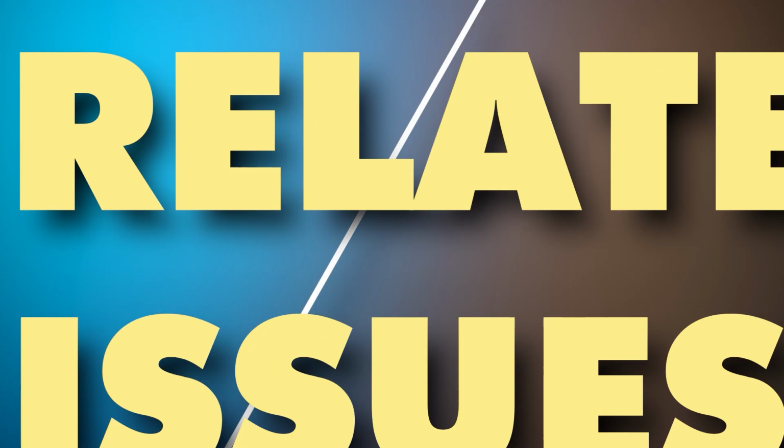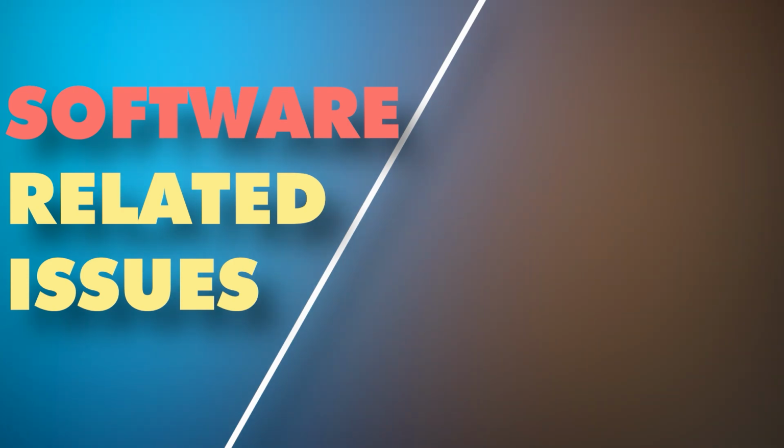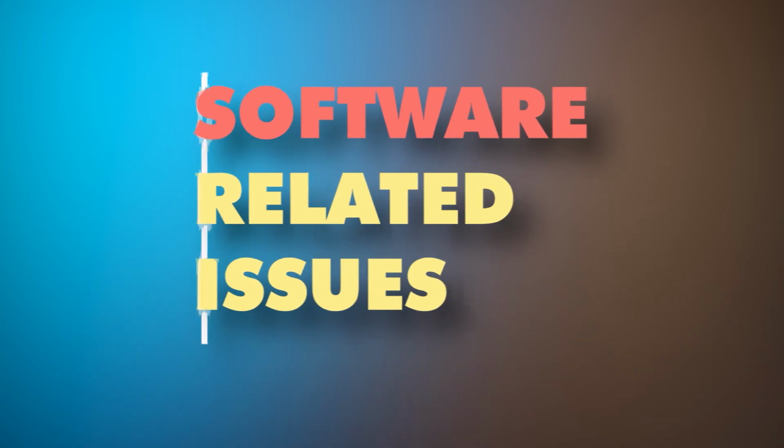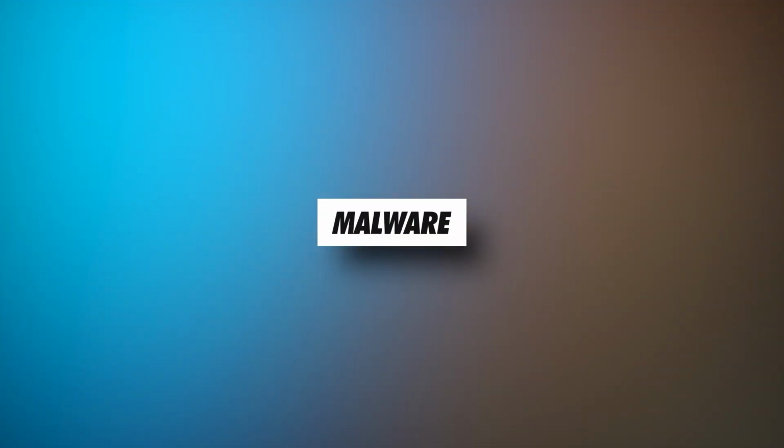Now, categorically speaking, there are two categories of problems which can cause such issues in your desktop or laptop. The first category would be software related problems, and the second category would obviously be hardware related problems. So first we will look into the software related problems and see how you can fix those, and then we will discuss what hardware related problems your system might be experiencing and how you can get those hardware issues fixed. So the first issue in the software category would be malware.